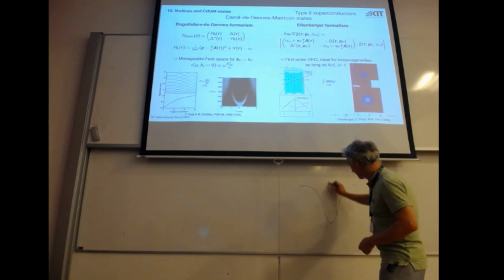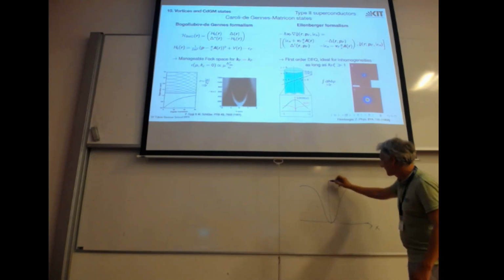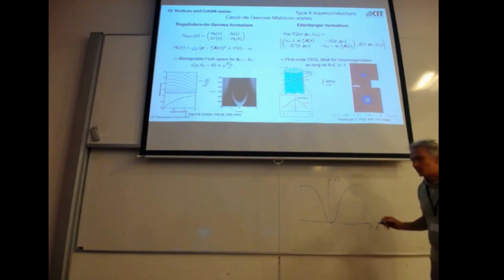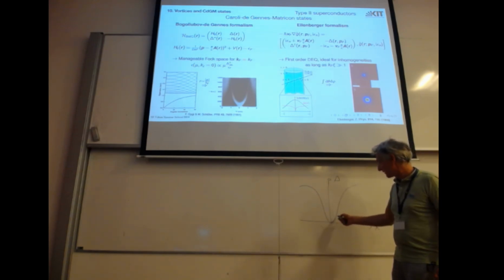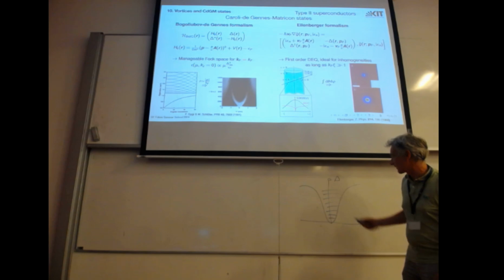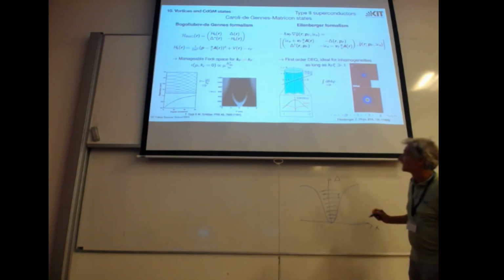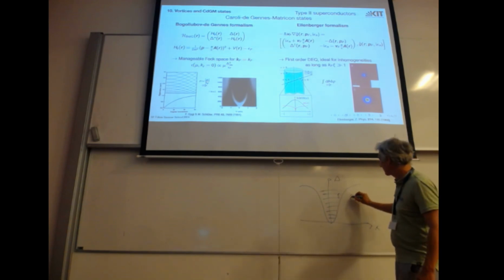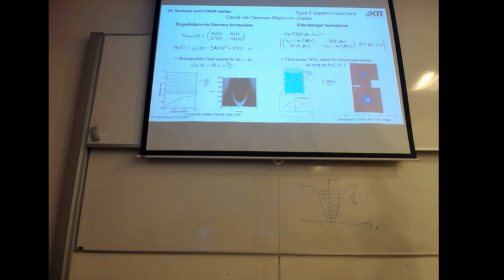Let me come to this. So this is position, and this is delta. Yeah, we have a vortex. So that means we have discrete states here. It's one-particle-in-the-box states. And this level spacing here is of the order of delta squared over E_F. So it is very small.